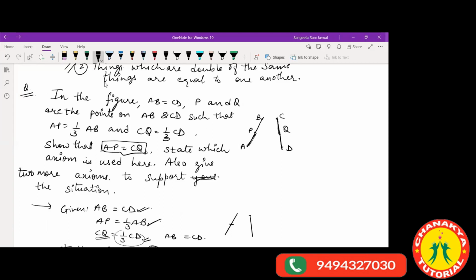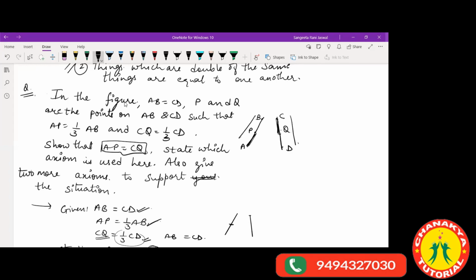Can we say that? Another one was there, the whole is greater than the part. We can say that? No. One second. Which axiom follows here? We can say the two lines are equal and their equal parts are also equal. This is the axiom. The lines were equal and their equal parts were also equal. So which axiom follows here?